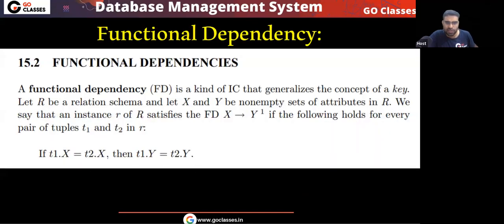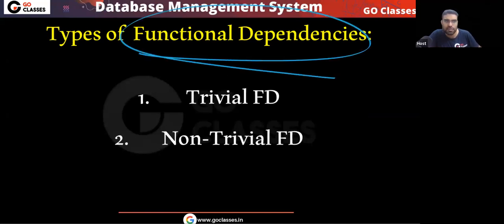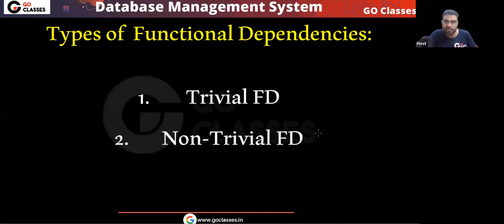So we have seen the definition of functional dependency, the concept of functional dependency. Now the next topic is types of functional dependency. There are two types of functional dependency. One is trivial functional dependency, another is non-trivial functional dependency. These are the types of functional dependency. Now let's see what is the trivial functional dependency.